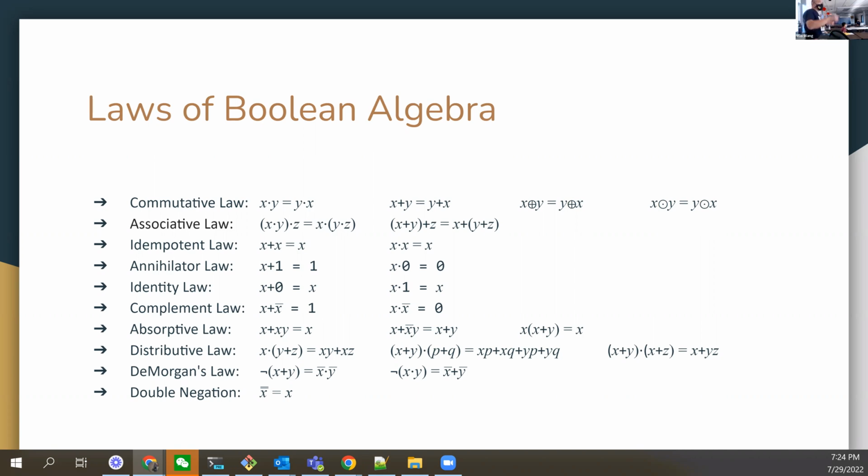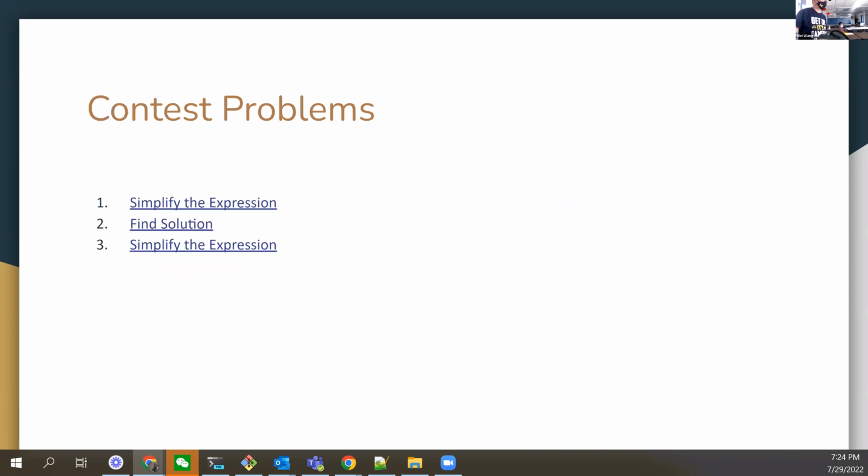But these laws can be proven, right? If you want to prove these laws, we can do that with a thing called a truth table. So after going through these laws, we'll show a problem, right?